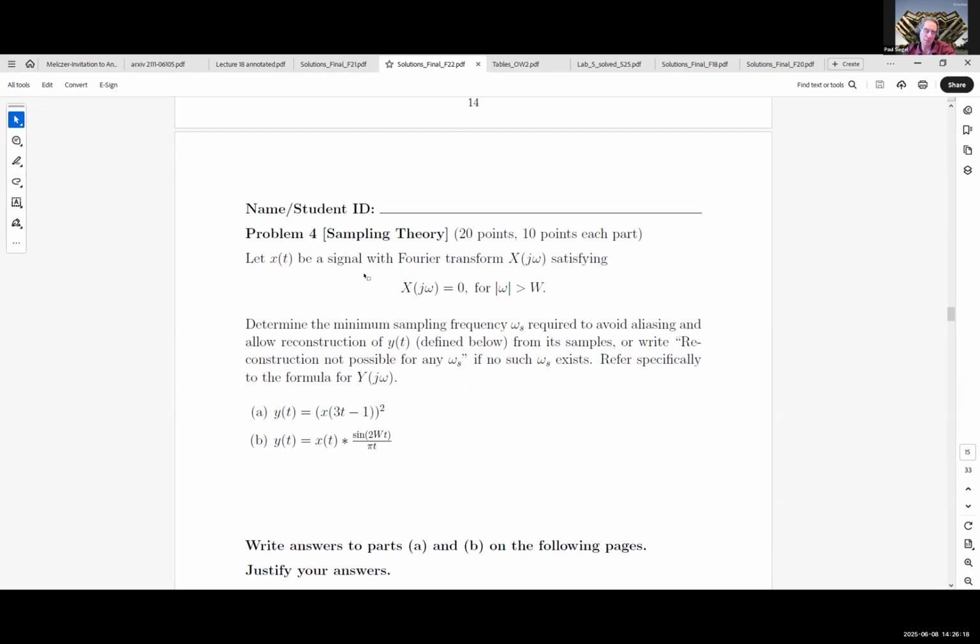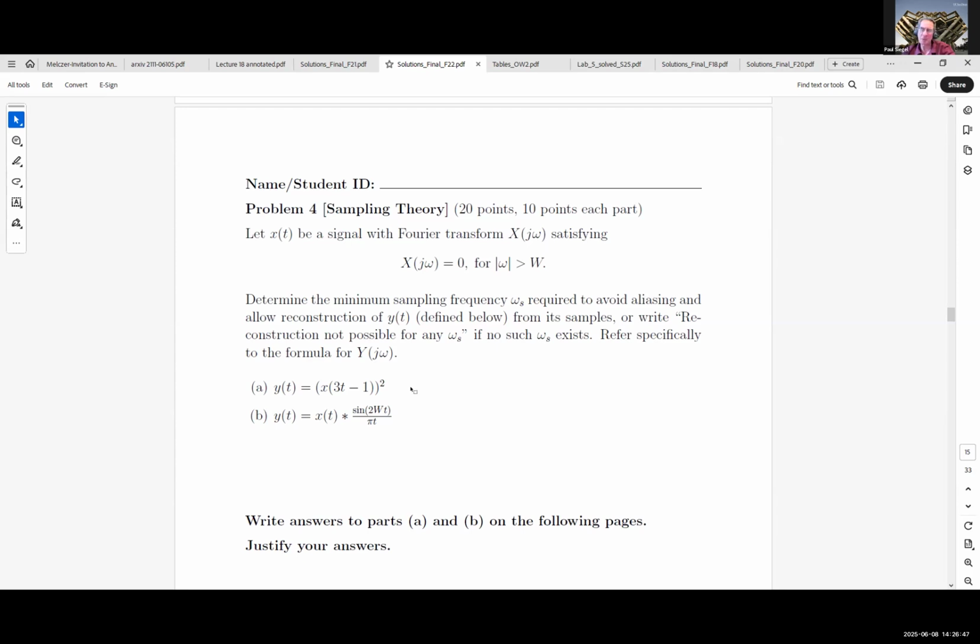Okay, so here's the sampling theory problem. You're given a band limited signal with maximum frequency W, and you're asked to determine the minimum sampling frequency required to avoid aliasing and allow reconstruction from the samples for these signals obtained from x of t. This is a standard type of sampling theory question where you have to figure out the maximum frequency of this new signal y of t. So it's really using properties of the Fourier transform.